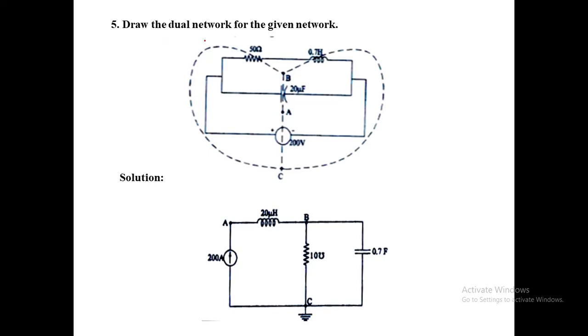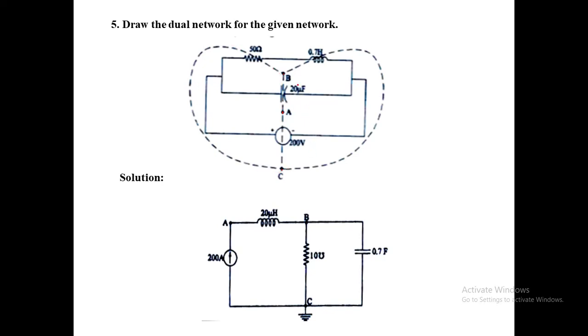Next problem, draw the dual network for the given network. For that, first we have to mark the node. Here, this circuit is having 2 loops. Inside this loop, first we have to mark node A, and then this is node B. Next, for the ground connection outside, we have to mark another node, this is C. Next, we have to join all the nodes with individual components. Here, this node B and then inductance is connected with this C, and then A and C is connected with this voltage. All the nodes are connected with individual components.